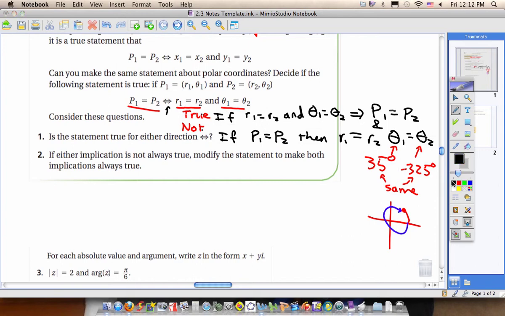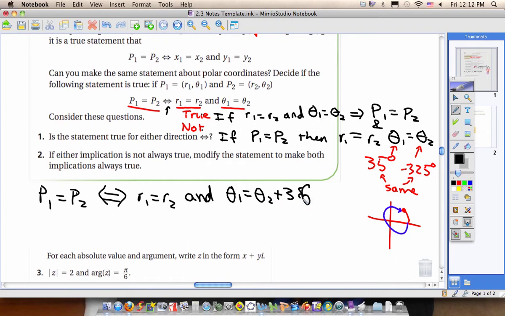They're 360 apart, right? So if we modify the statement just a little bit, we can say P1, if the points are equal in polar form, if and only if, well, the radius has to be the same. They have to have the same distance from 0, 0. And theta 1 equals theta 2 plus 360 degrees n, where n is an integer, and that's accounting for the complete turns around the circle.